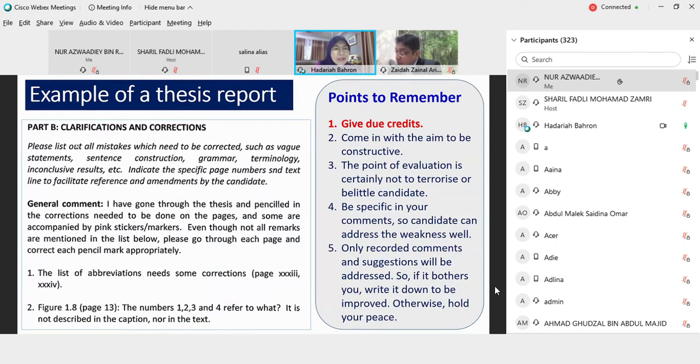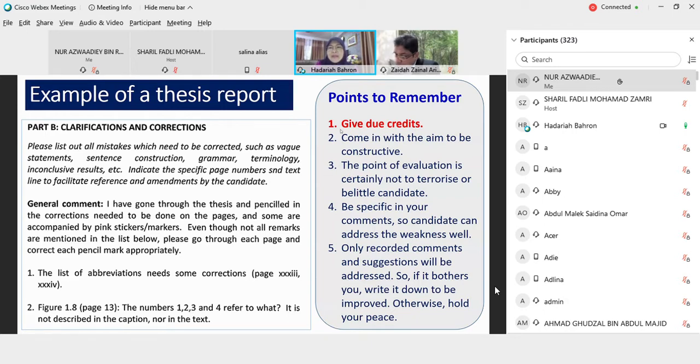I have some general comments. When I went through this, I went through the thesis and penciled in the corrections needed to be done on the pages, and some accompanied. I like using pink stickers, markers, whatever that can be easily noticeable. I make things like this so that the student can actually see what it is that's bothering me.